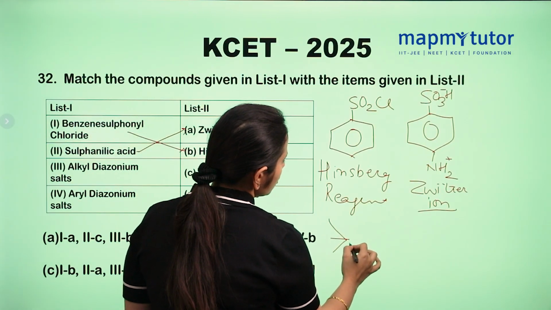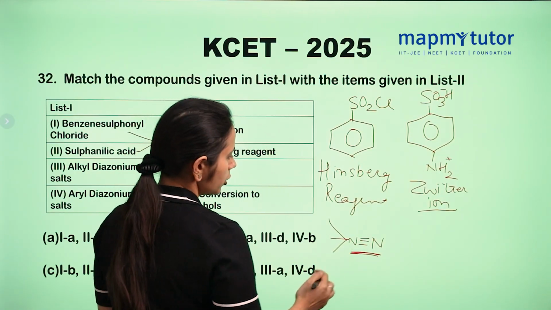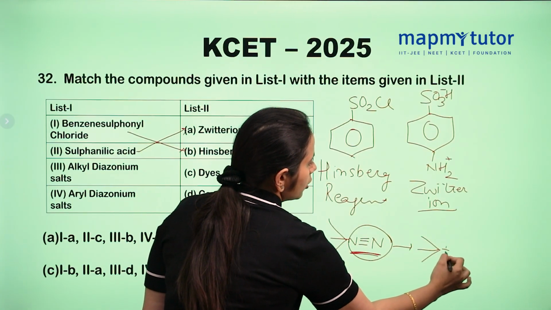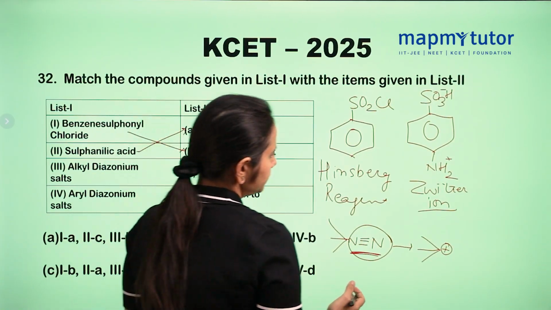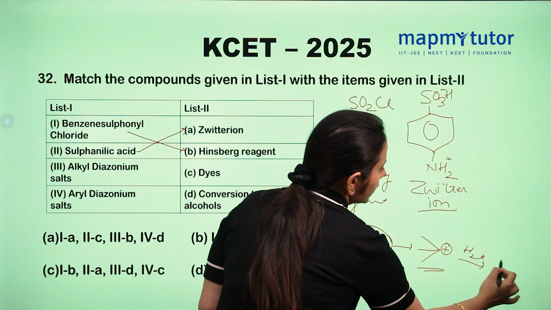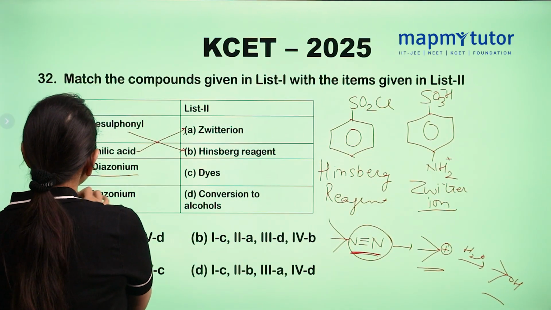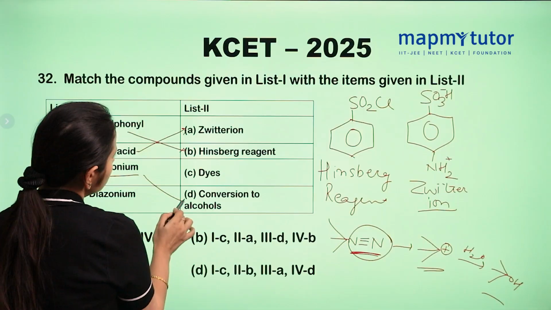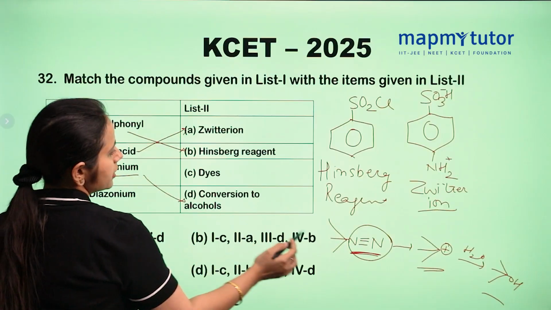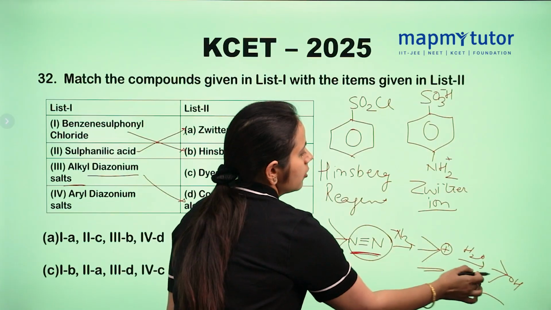Let's see this. So N triple bond N, this is diazonium. This we represent for a diazonium, N triple bond N. When this leaves as a good leaving group, we will get a carbocation. This carbocation is not that stable, but it will react with water and tend to form OH. So alkyl diazonium salt will give conversion to alcohols on reacting with water. In this case, N2 is a very good leaving group and we will form alcohol.